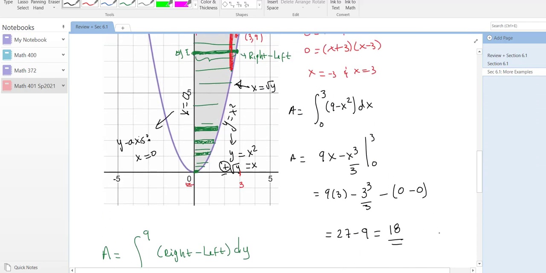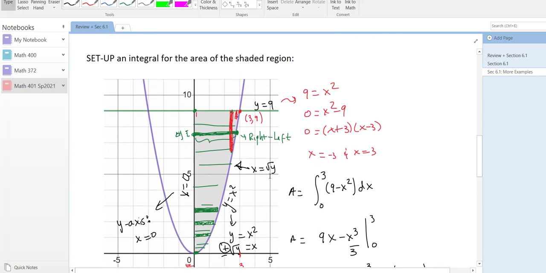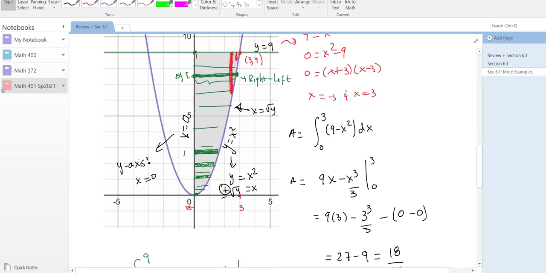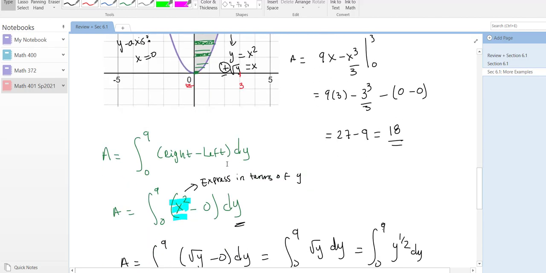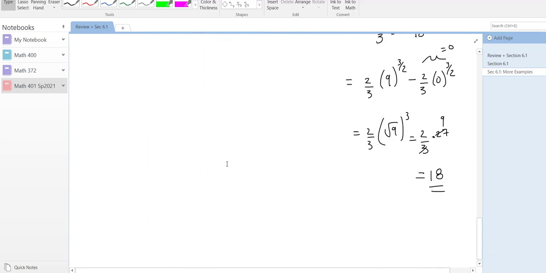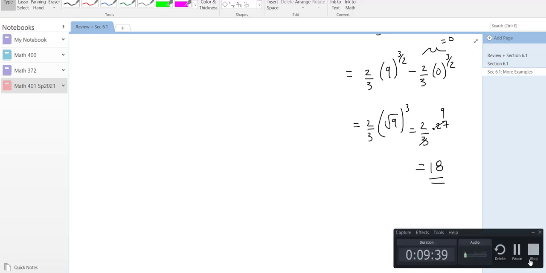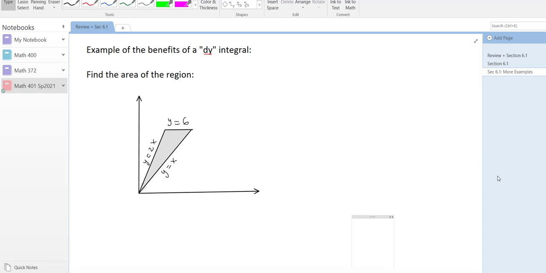We can do it as a dx integral. A dx integral means we have a vertical rectangle as our cross section, or we can do the area as a dy integral. A dy integral means we have a horizontal cross section rectangle. So when is this helpful? Let's do an example of why we might want to do a dy integral.